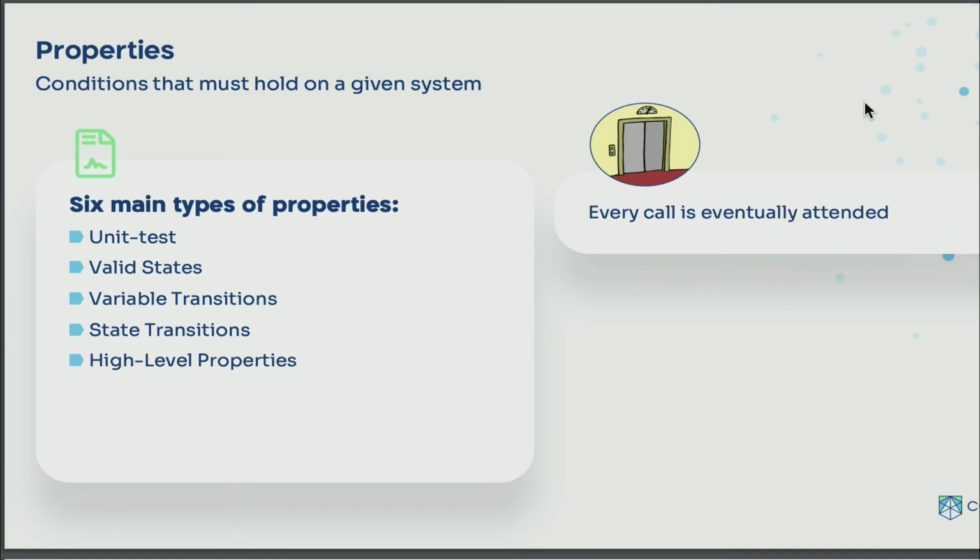High-level properties would be something that is not dependent on the implementation. It's something that should happen and should hold regardless of how it is implemented. So for every lift, it doesn't matter if it has this button or that button, but eventually every call should be attended.